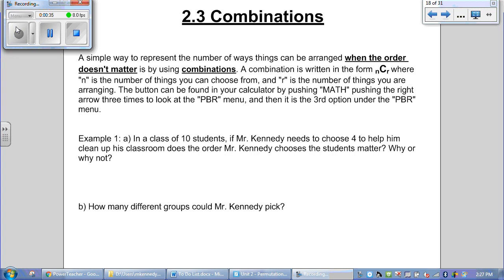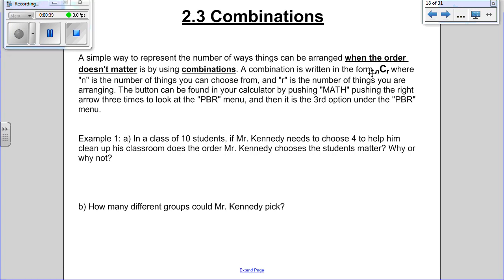Combinations can be represented using this right here. That would be nCr, and you will be given that on a formula sheet. If you look at your formula sheet, it is there, on the right-hand side. You'll see nCr. It doesn't tell you what those things mean, so we need to understand what each one of those letters is talking about.